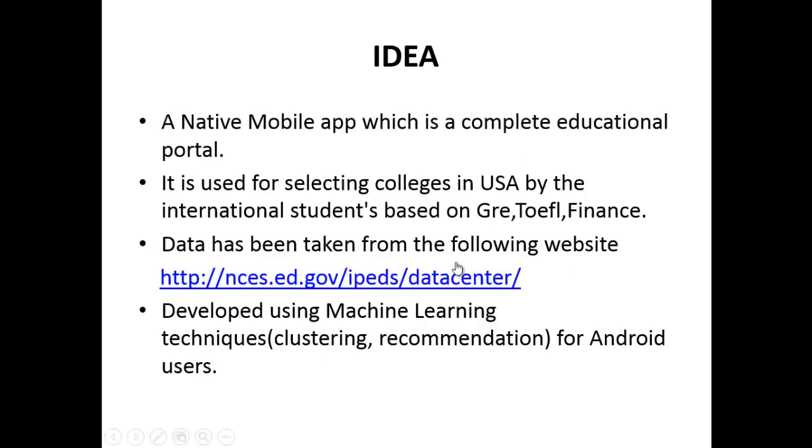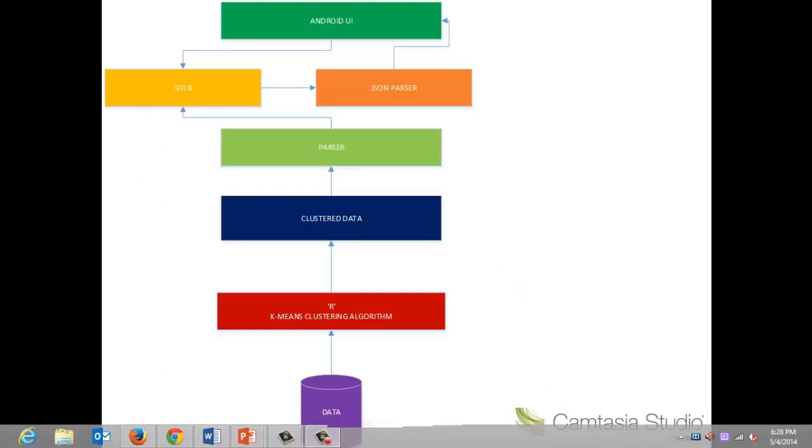It's a native mobile app which will be used by Android users for searching colleges in USA based on GRE, TOEFL and finance. The data for this project has been taken from nces.ed.gov, which is a government education website. We use certain machine learning techniques too in our application.